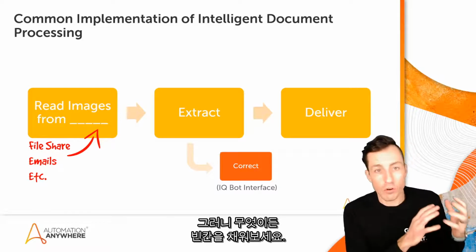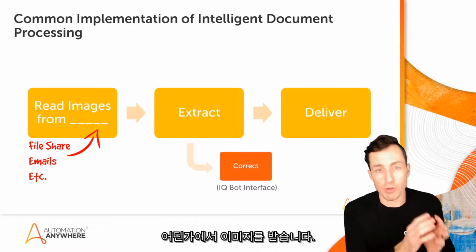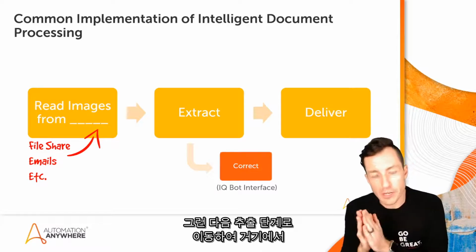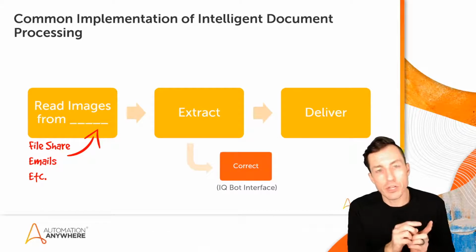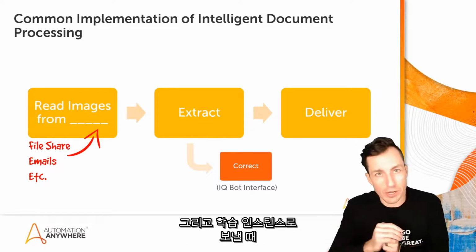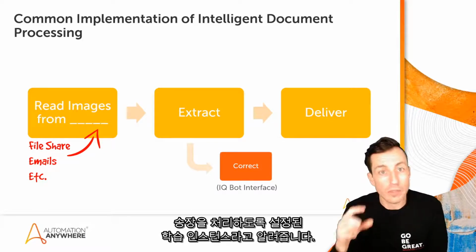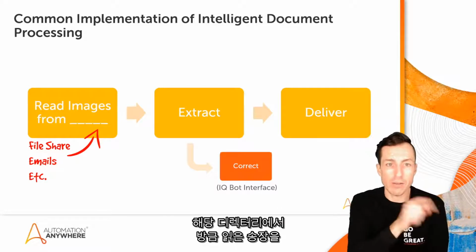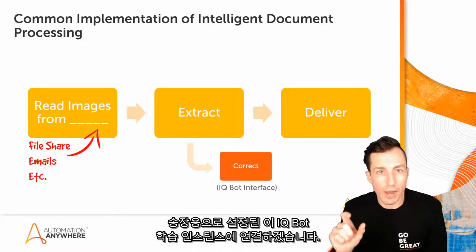So no matter what it is, fill in your blank there, you're getting your images from something. You then go to the extraction phase. In the extraction phase, that's where you're actually sending these images to a learning instance in IQBot. When you send it to that learning instance, you're saying, hey, this is a learning instance that's been set up to deal with invoices, right? So I'm going to send the invoices that I just read from that directory to this IQBot learning instance that's been set up for invoices.